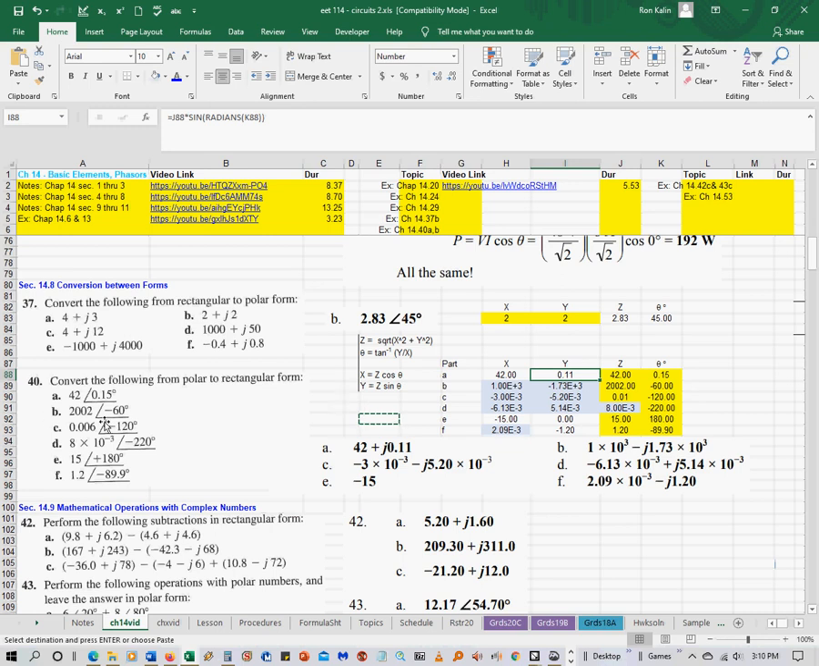And then likewise, if you had 2002 with an angle of negative 60, you take your 2002 times cosine of negative 60, which is going to be about 1,000, or 1 times 10 to the third. And then y is 2002 times sine of negative 60 degrees, which is going to be negative 1,730, negative 1.73 times 10 to the third, and so on. This is how you do these problems here.